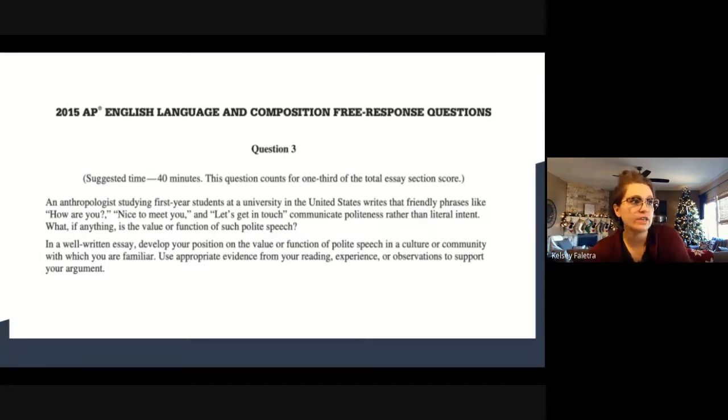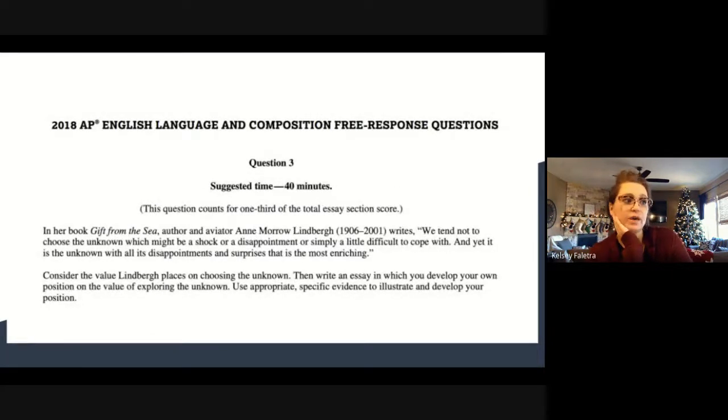So that's from 2015. The 2018 prompt asked a rather philosophical argument. Consider the value Lindbergh, this author, places on choosing the unknown, and then develop your own position on the value of exploring the unknown. If you look at the setup of this prompt, it's exactly like our assertion journals. You're given a quote that articulates an assertion, and then you're asked to develop your own opinion, your own position. We tracking so far? I see a lot of you looking elsewhere.